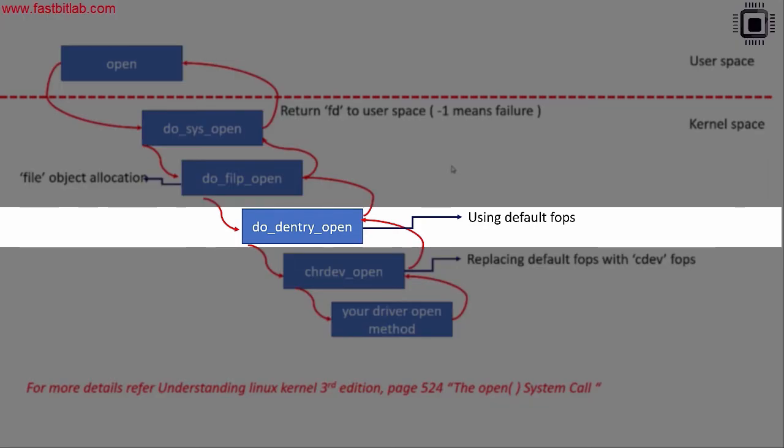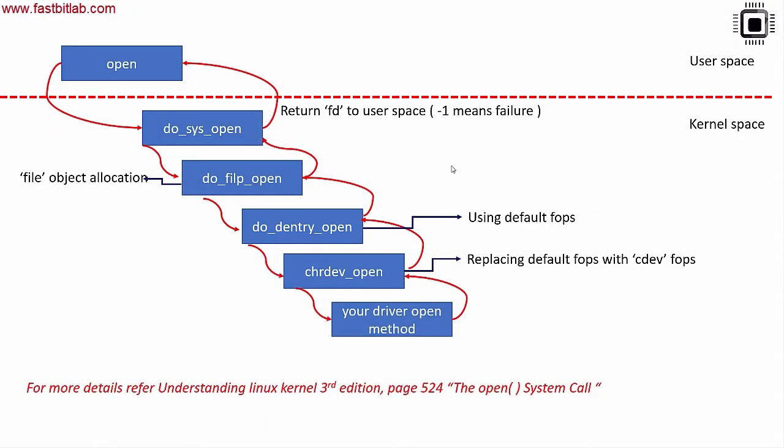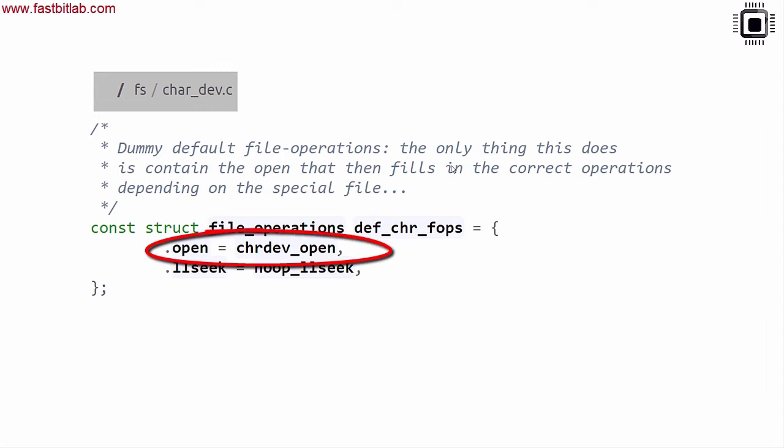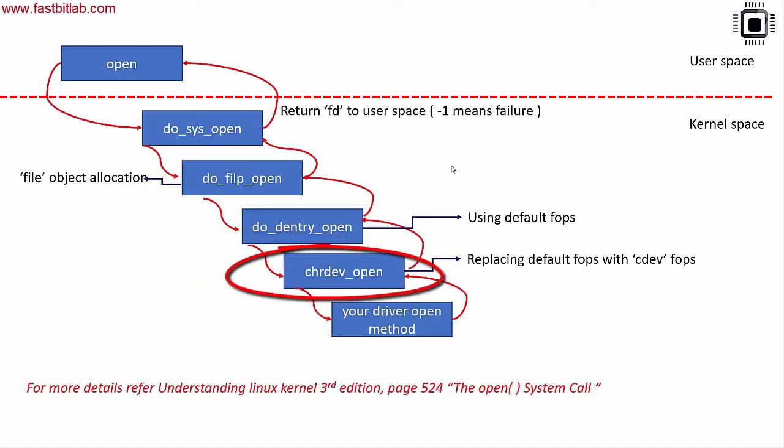In this function, what happens is the default dummy file operations will be called. What is the default dummy file operation? This one, char_dev_open. So char_dev_open will be called. And from char_dev_open, your driver's open method will be called. These are the activities involved in open system call processing in the kernel space. If you want more details regarding this, you can refer to Understanding the Linux Kernel, 3rd edition, page number 524. This is a very nice book, so you should refer to it to understand the internals of the Linux kernel.